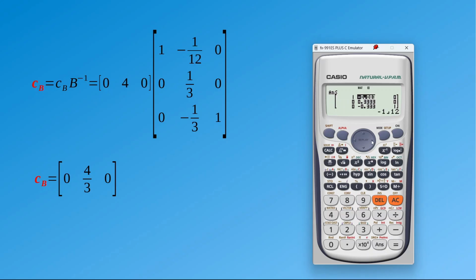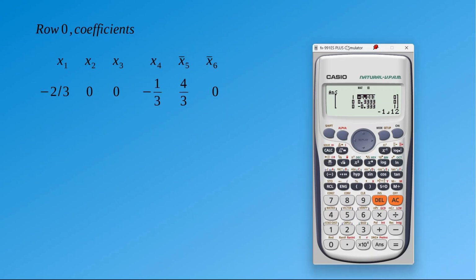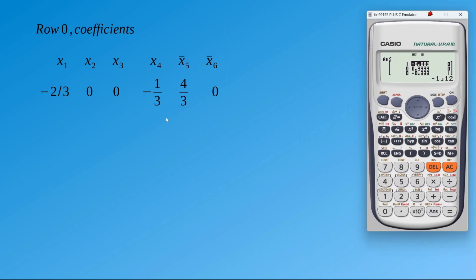Now, of course, if you go here, it says it's minus 1 by 12, and that's minus 1 by 12 here. We all know that if we multiply this row matrix with this, we get 0, 4 by 3, 0. There we are. So the updated coefficients for row 0 is minus 2 by 3, 0, 0, minus 1 by 3, 4 by 3, and 0.